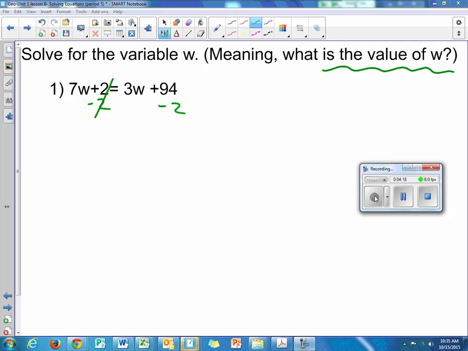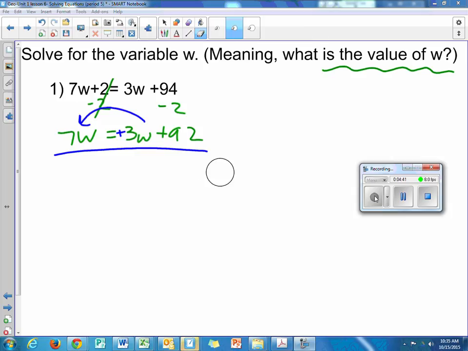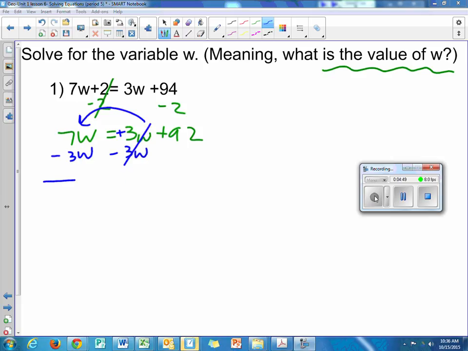Once you do so, you get 7w equals 3w, and this becomes positive 92. All right, so as you continue, you're going to take the inverse of adding 3w and bring it to this side, because you want all the variables on one side, all the numbers on the other side. So when you do so here, we get, oh, just kidding, we didn't do it yet. So the inverse of adding 3w is going to be subtract 3w here, subtract 3w right there. All right, so now, you guys, we should get what?